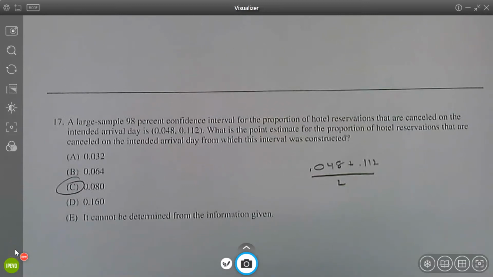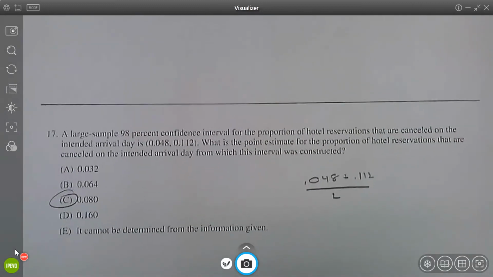In number 17, they ask for the point estimate. That's a simple way of asking what the average is for the confidence interval. So I'm just taking the average of the lower and upper bound.